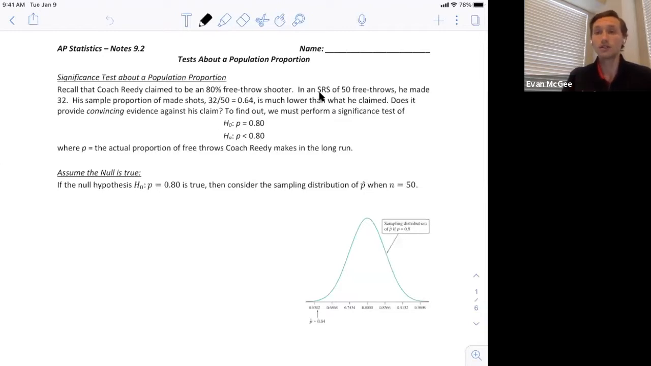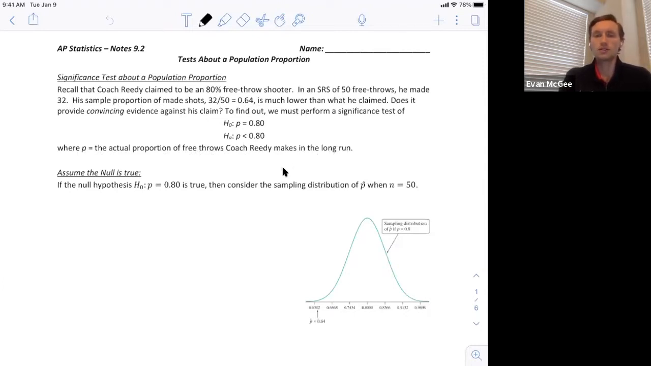So after he took 50 shots, we have an SRS of 50 shots where he made 32. So we get a sample proportion of 64%. It's much lower than what he claimed. So we have evidence for the alternative, but how strong is the evidence? So p again represents the actual proportion of free throws that Coach Reedy makes in the long run.